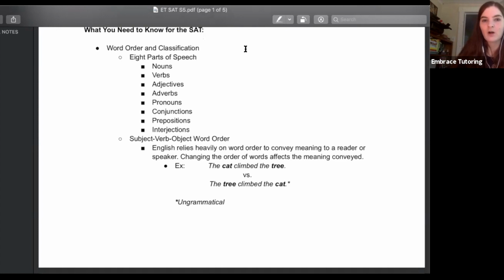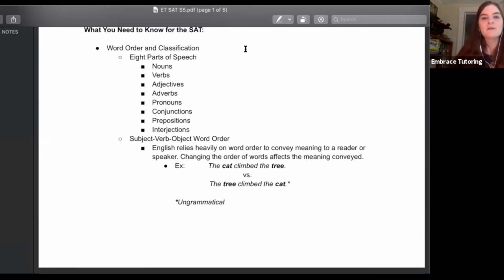So the basics that you really need to know for the SAT in terms of the writing and language test are things like word order and classification. So knowing that the 8 parts of speech are the overarching category for classifying words in our language, in English. And understanding that the order in which these types of words appear dictates their function and their use, and how meaning is communicated from a speaker to an audience, or a writer to an audience.